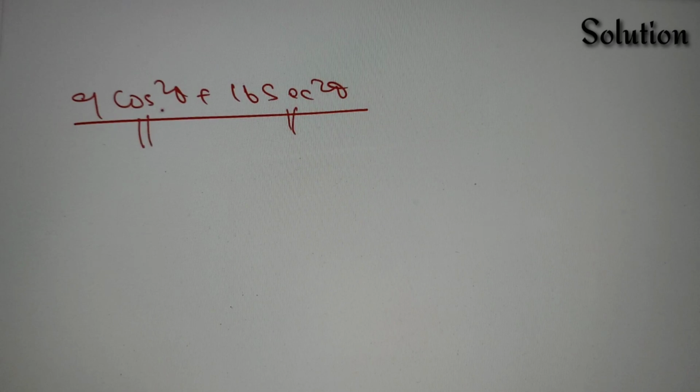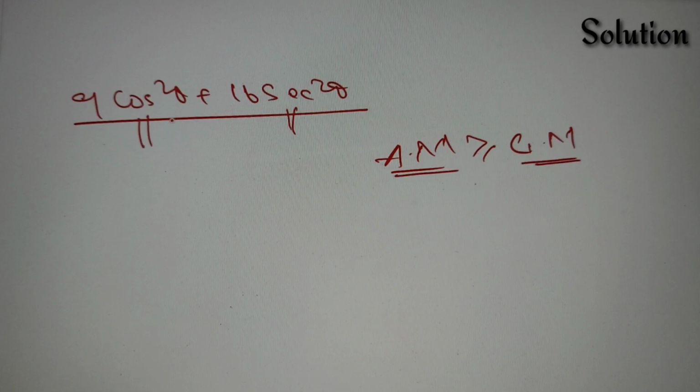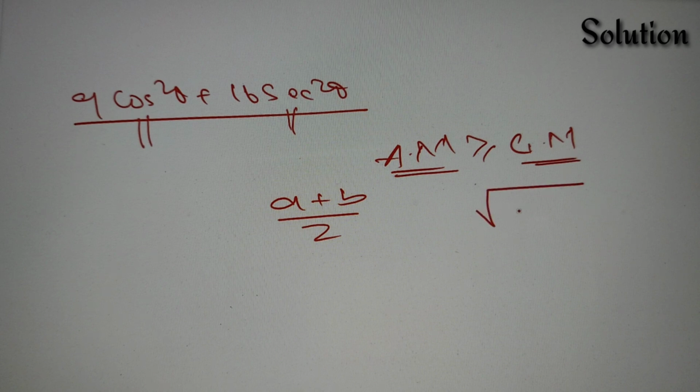Now since cos squared theta and sec squared theta are both positive in their domain and we have positive numbers multiplied to it, we can use the property of AM is always greater than or equal to GM. Now AM stands for arithmetic mean and GM stands for geometric mean. So if we have to find the arithmetic mean of two different numbers, we'll just add the numbers and divide by 2. And if we have to find the geometric mean of two different numbers, we just take the square root of the product. So we have root AB. Now AM is always greater than or equal to GM for all positive real numbers.